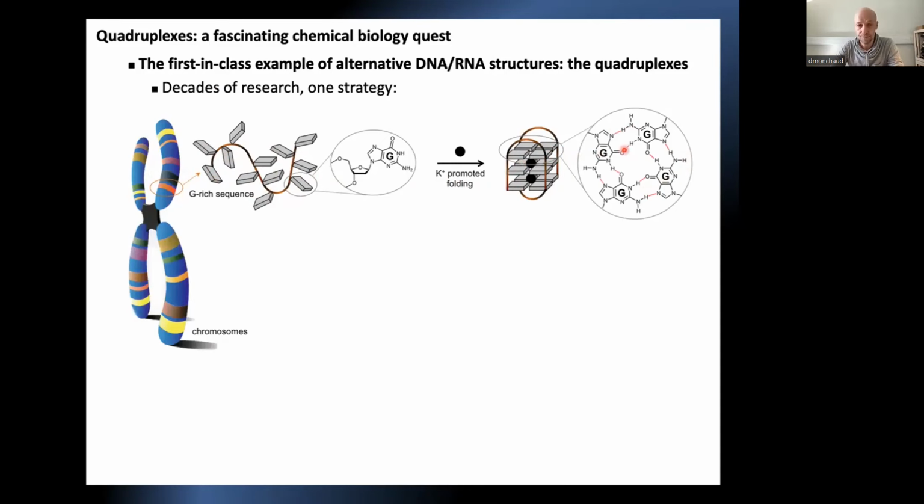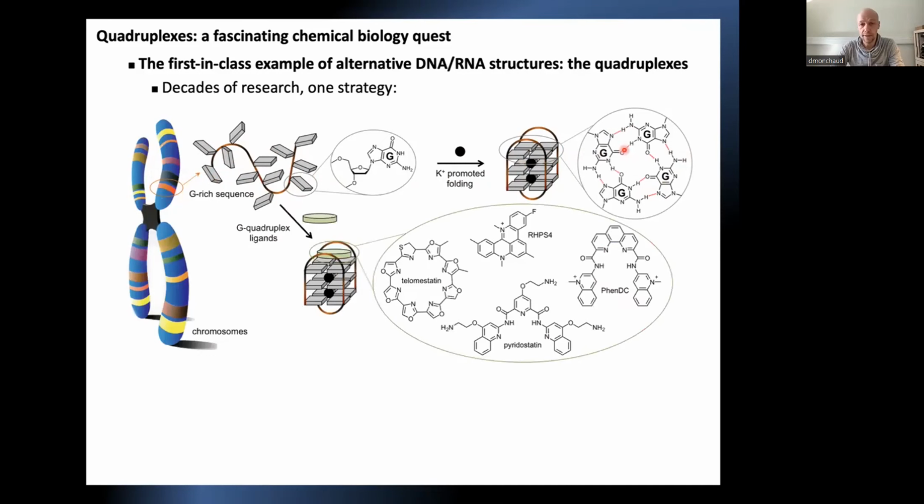In fact, it is quite fun to notice that quite rapidly, something like 30 years ago, chemical biologists already designed some molecules to interact with the quadruplexes.